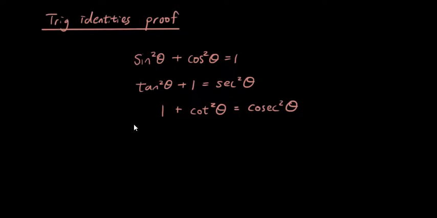Today we're going to start proving some trigonometric identities. In particular, these are all Pythagorean identities because they all come from the Pythagoras theorem. So how do we prove this?